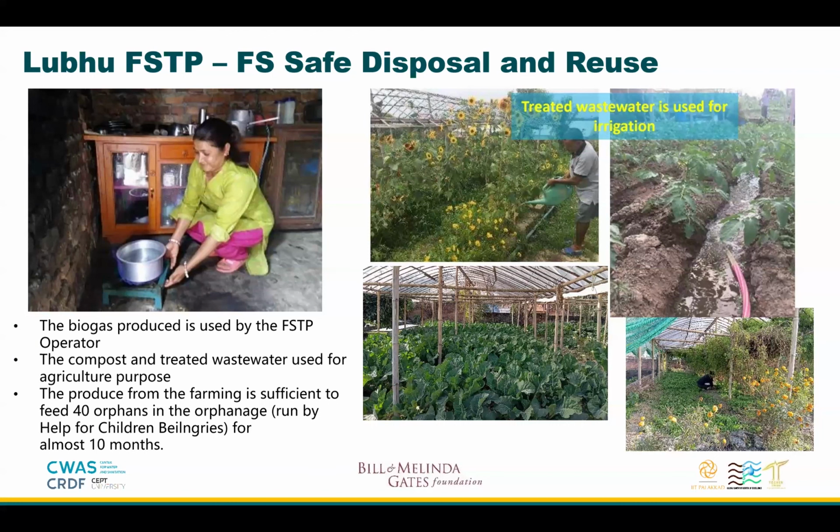The Lubu fecal sludge treatment plant has been providing services with safe disposal as well as reuse of the treated fecal sludge. The biogas which is produced from the treatment plant is used by the fecal sludge treatment plant operator. The compost and the treated wastewater are both being used for agriculture, and the produce from the farming, which is within the fecal sludge treatment plant area itself, is sufficient to provide vegetables for 40 orphans, which is run by a local NGO in the municipality. Next slide, please.